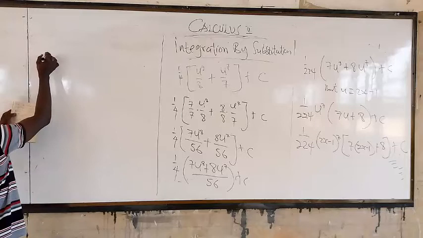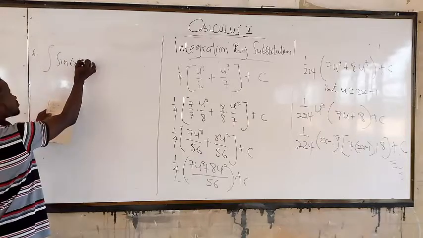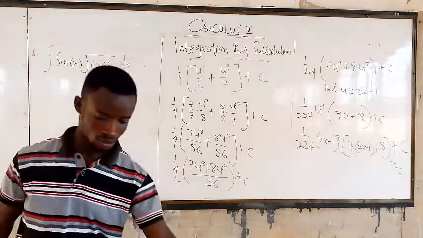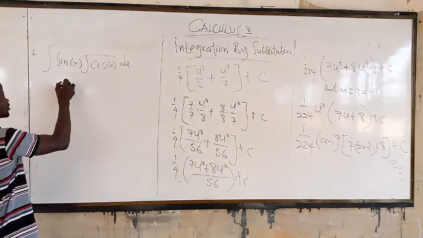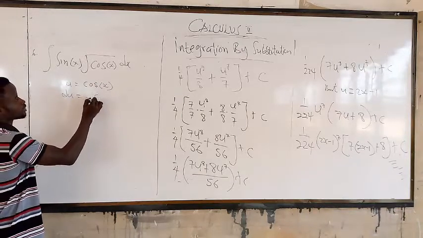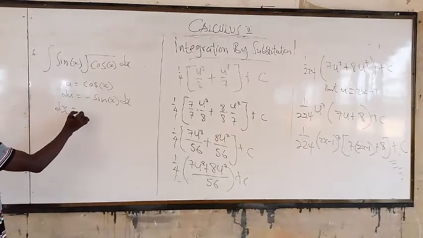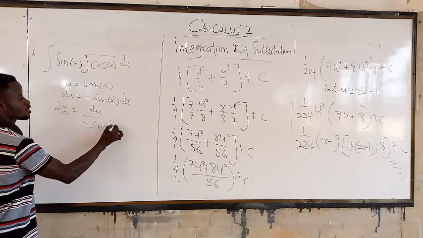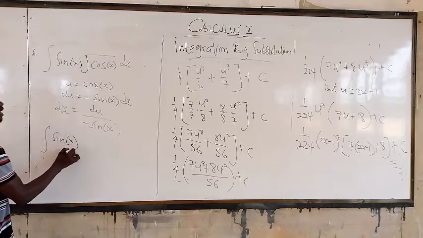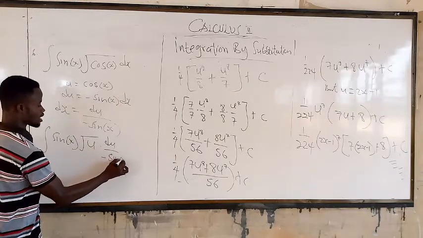We can try on integral. Which number is it? Number 6 or what? Integral of sin s square root of cos s ds. Try on this. The u is always inside of something, so u is equal to cos s. The du is equal to negative sin s ds. So we can get ds to be equal to du over negative sin s. So by substitution, integral of sin s square root of u, ds is du over negative sin s.